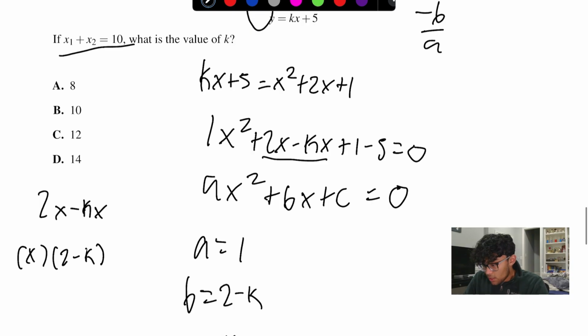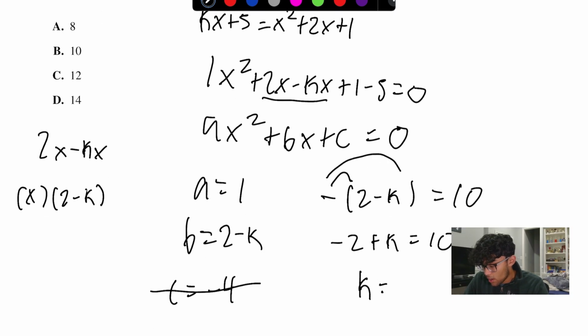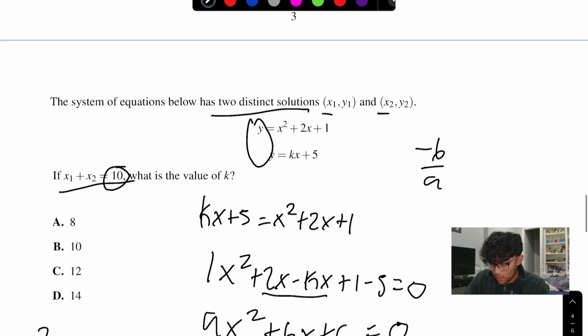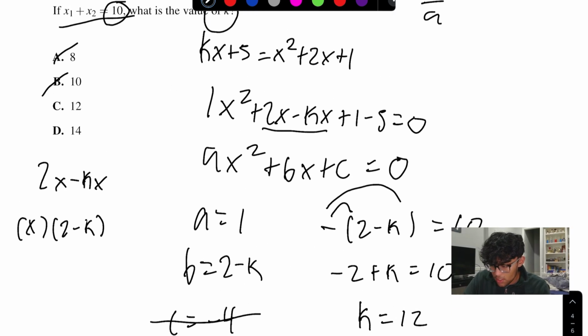So negative b in this case is negative (2 minus k), and then a is just 1, right? And we know that the sum of the solutions is equal to 10. So I just set this equal to 10. Let's multiply out this negative. So we have negative 2 plus k is equal to 10. Add 2 to both sides. k is equal to 12. What was the question asking? Oh, it's just asking for the value of k. So it's obviously not A, not B, not D. It's just C.